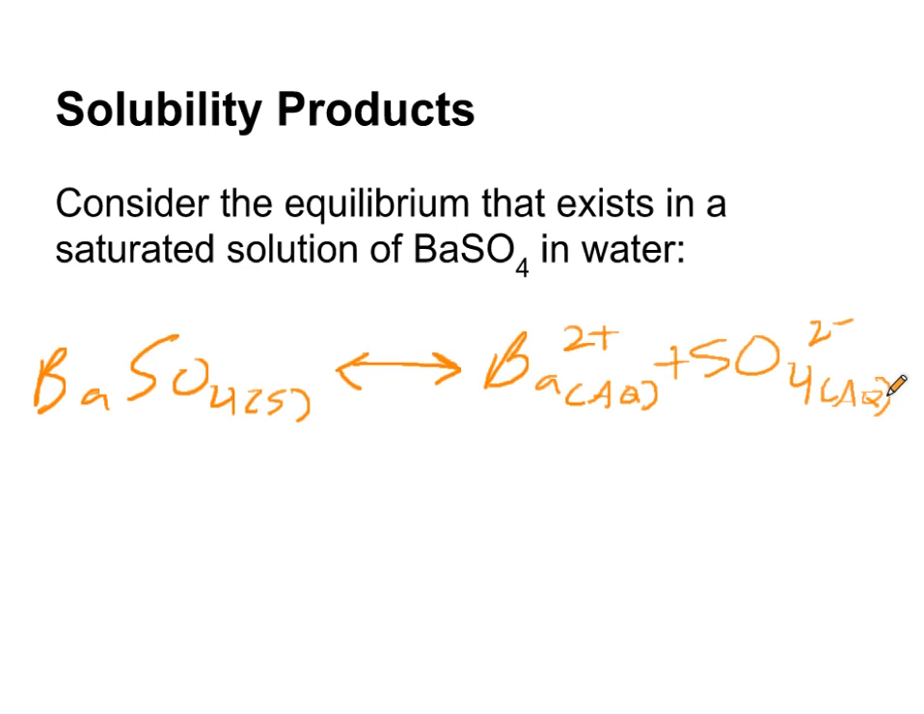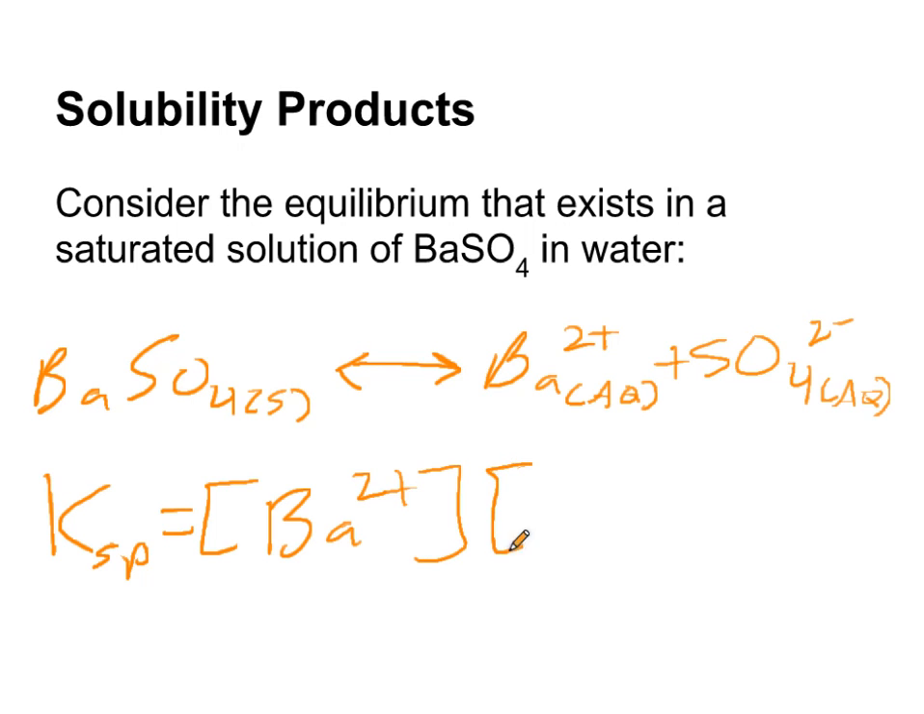reactions. If we were to write an equilibrium expression for this equation, well, we know that solids don't show up in an equilibrium expression, so KSP expressions are easy. The equilibrium constant of the solubility product, that's what the SP stands for, is just going to be the barium ion concentration times the sulfate ion concentration. So these equilibrium expressions are actually relatively easy to deal with.